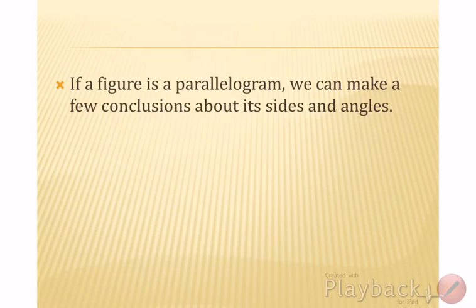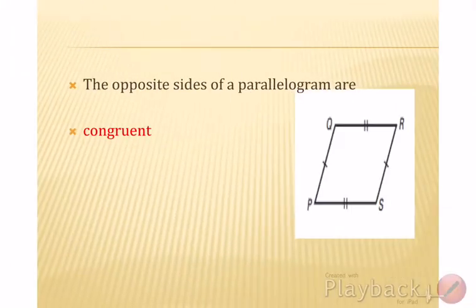So if a figure is a parallelogram, we can make a few conclusions about its sides and its angles. The opposite sides of a parallelogram are congruent. And we can see this as it's been marked. The tick marks, we have the single tick marks here and here. We have the double tick marks here and here. That means that the opposite sides are congruent.